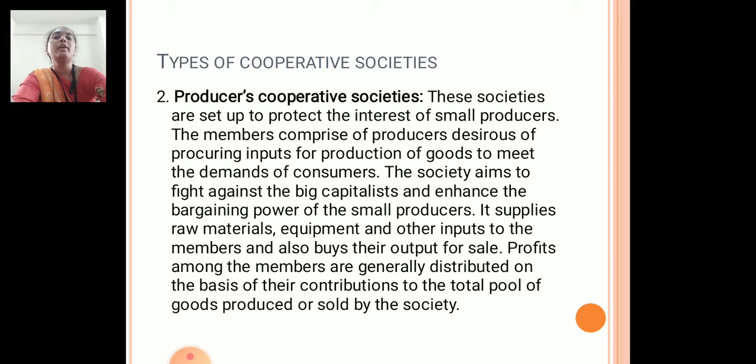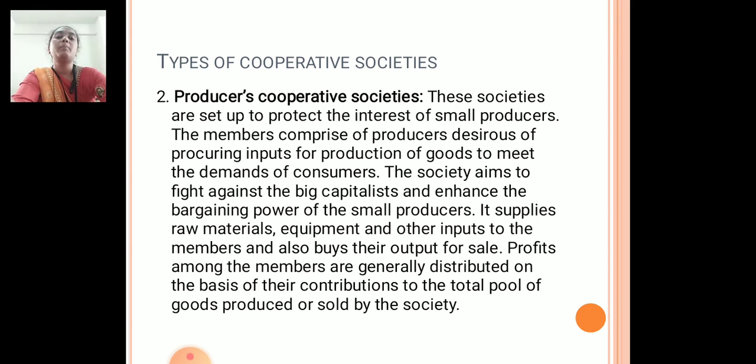To help meet the demand, the producers are given the required inputs. The society aims to fight against the big capitalists and enhance the bargaining power of the small producers. So how does this society help these small producers? By supplying raw material, equipment and other inputs to the members, and also buying their output for sale.